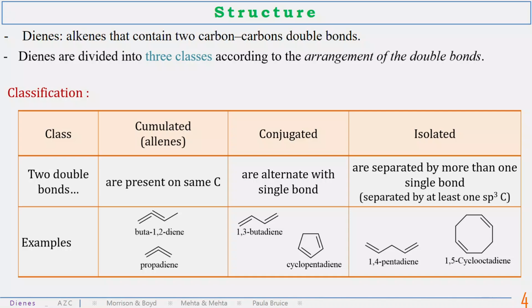If double bonds alternate with single bonds, they are conjugated dienes. Example is 1,3-butadiene. If double bonds are separated by more than one single bond, we may also say double bonds are separated by at least one sp3 carbon, they are isolated dienes. Examples are 1,4-pentadiene, 1,5-cyclooctadiene.